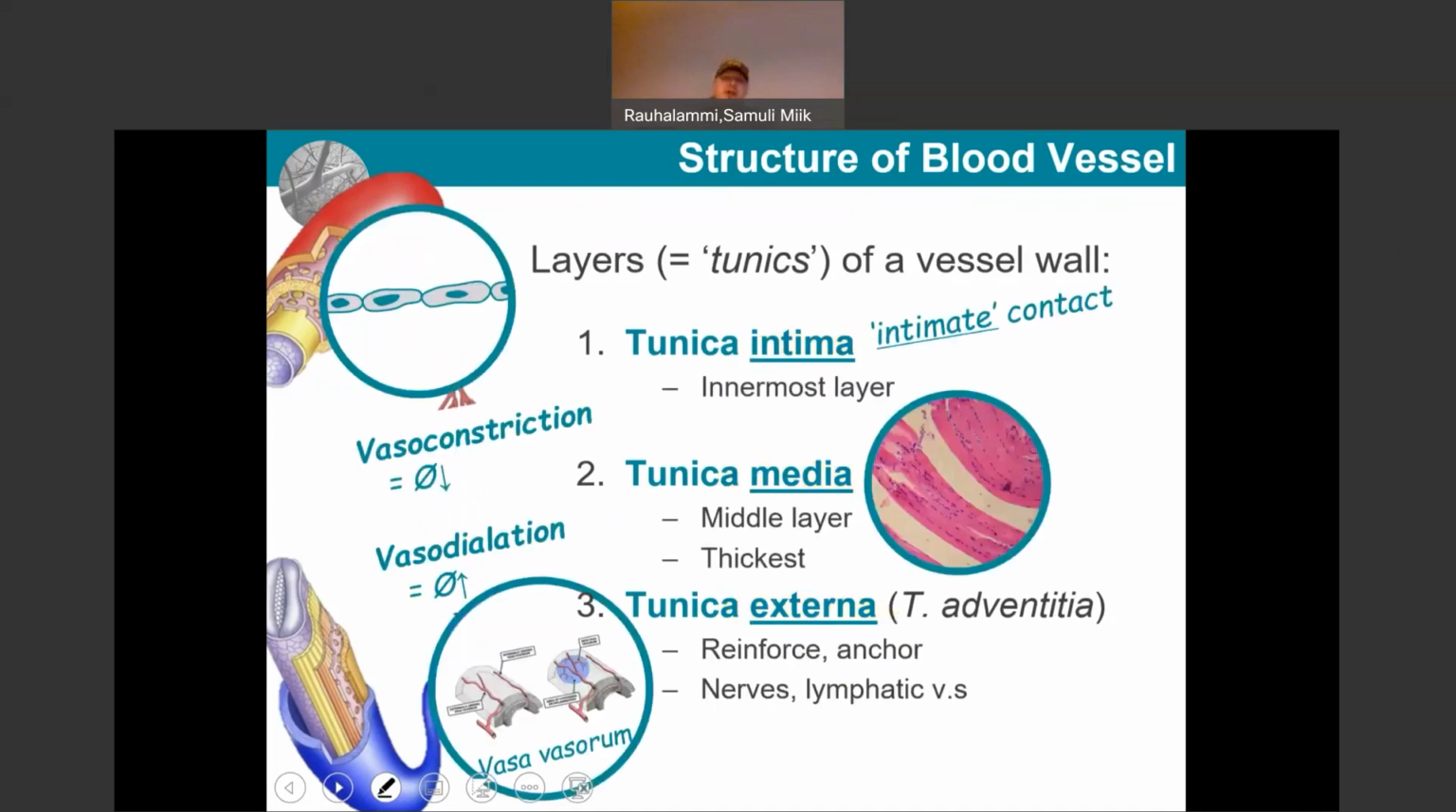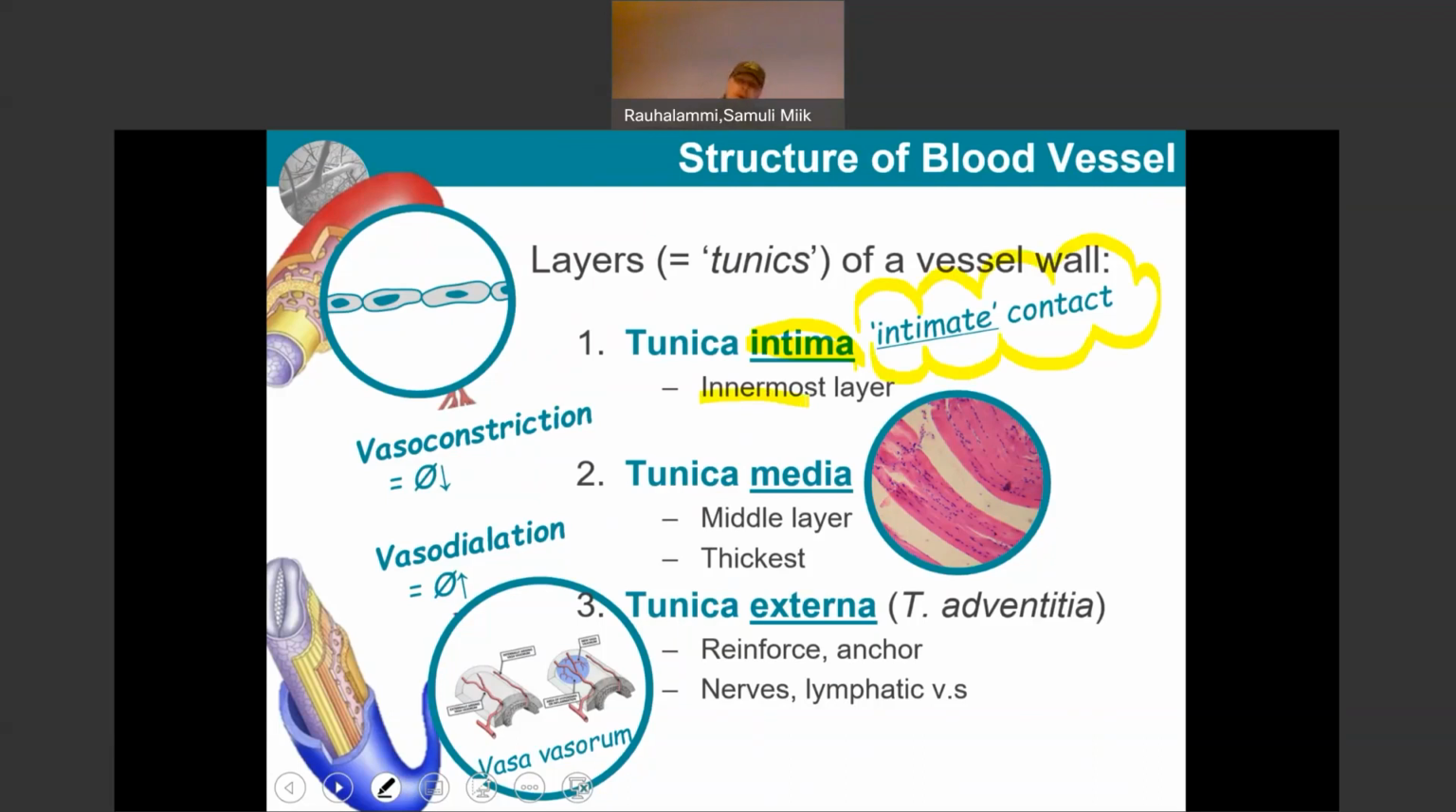So let's look through each of these layers and have a little bit of an understanding of what's going on with each. So we're going to start with the tunica intima, and how I always think of it is that, remember, the tunica intima is in intimate contact with the blood inside the blood vessel. So it is the innermost layer.